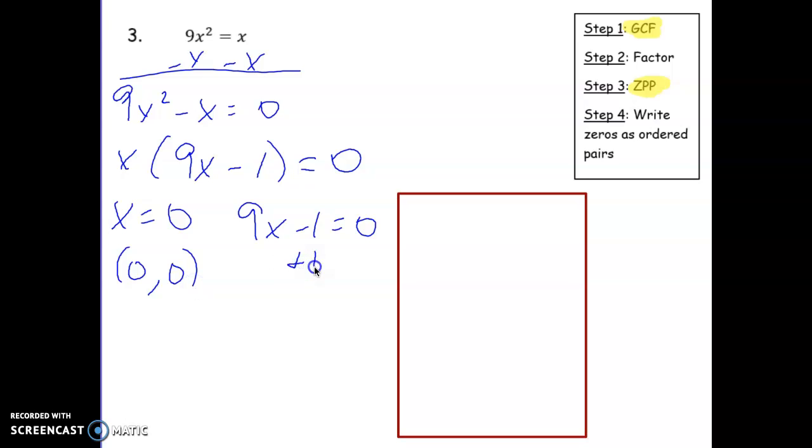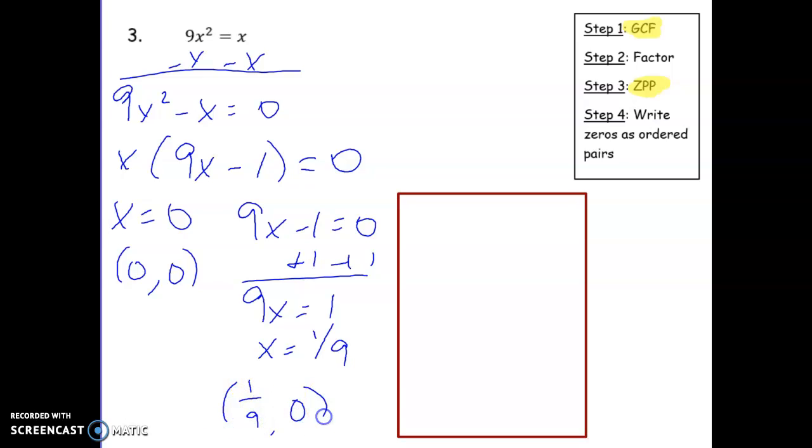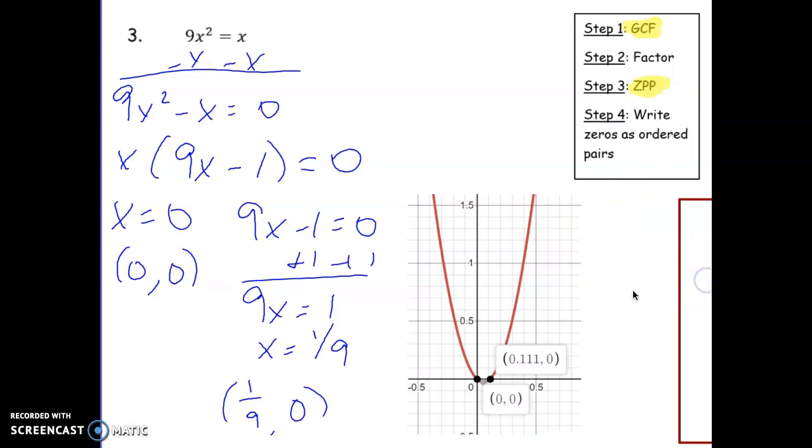In the second one, I'm going to add 1 to both sides. 9x equals 1. Divide both sides by 9. Like last time, I'm not going to write it down just because I'm running out of space. And so 1/9 comma 0. So if we look at the picture from Desmos, you can see that I have 2 x-intercepts, 0, 0, which was this first one, and 0.1 repeating. That's the same thing as 1/9. If I were to type that in my calculator, I would get 0.1 repeating. So 1/9 comma 0 is this one.